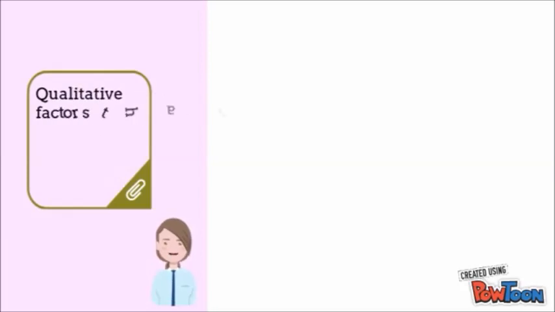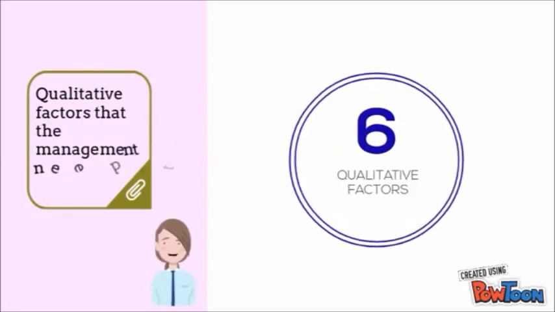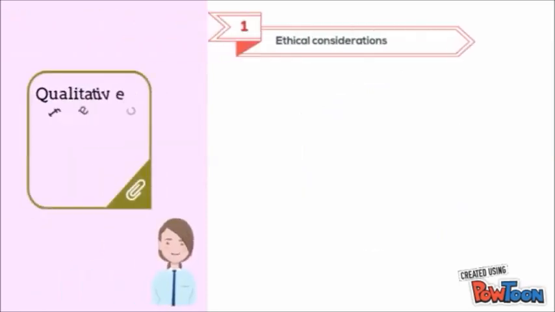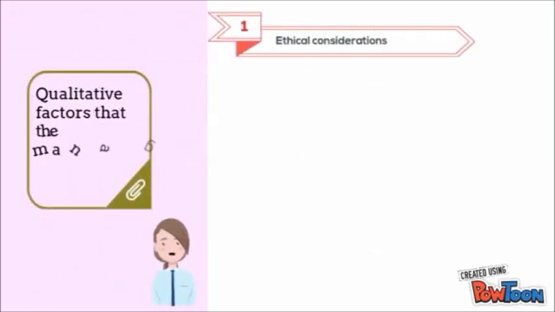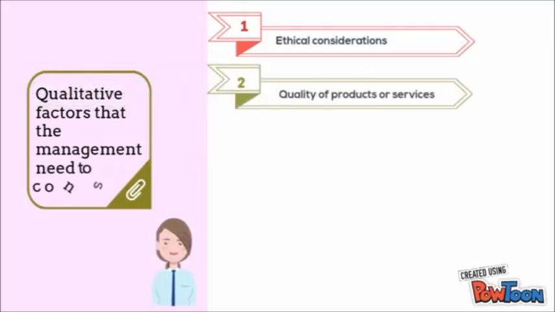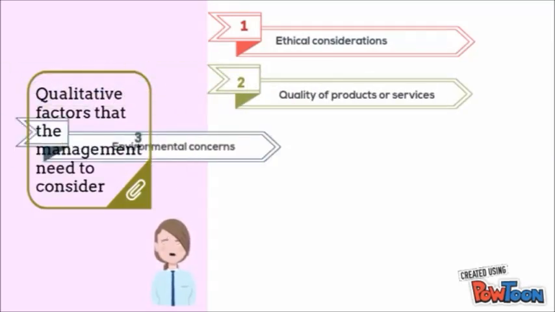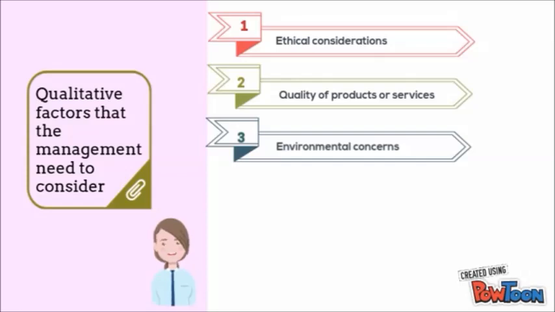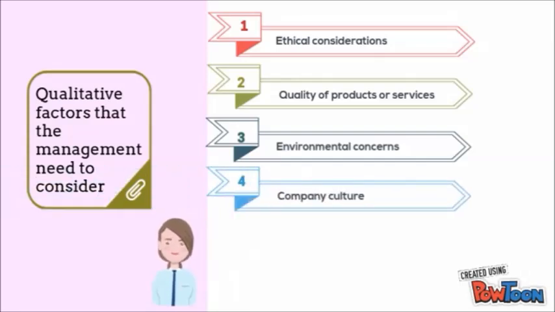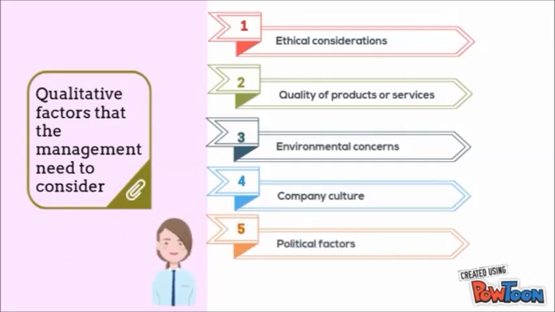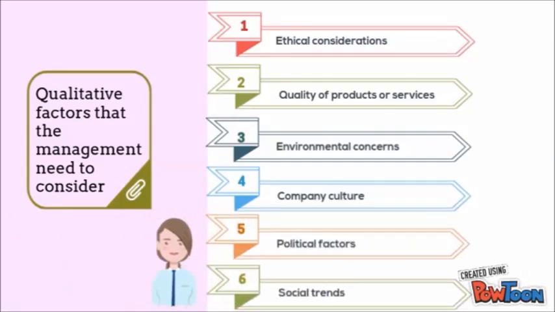There are 6 most common qualitative factors that the management needs to consider. The first one is the ethical considerations. The second one is the quality of the products or services. The third one, the environmental concerns. The next one is the company's culture. Next one is the political factors. And the last one is the social trends.